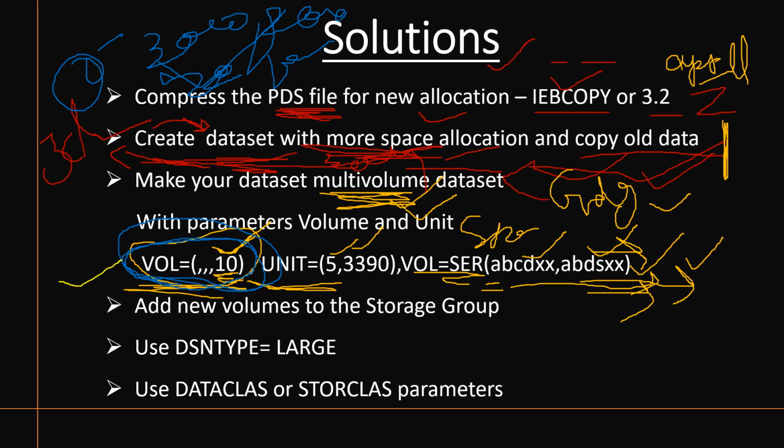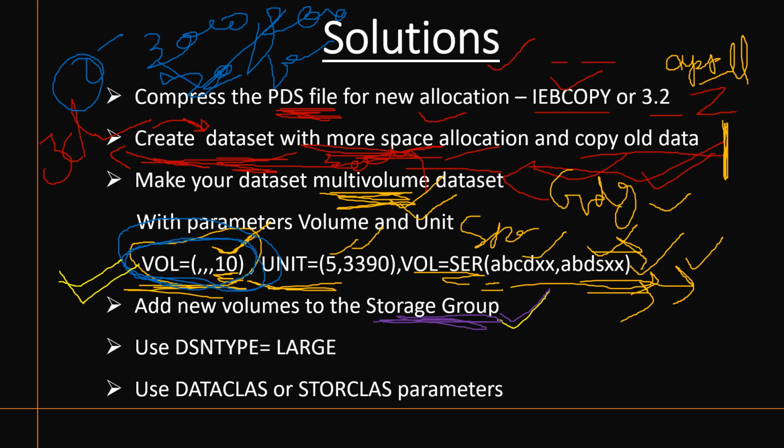After making it a multi-volume, obviously the SB37 issue will not come. And if, as I told you, it is a storage group issue and there is not enough space in that storage group, meaning in that set of volumes there is no space at all, then what will you do? Then it is like the end of volume, end of space in the volume.